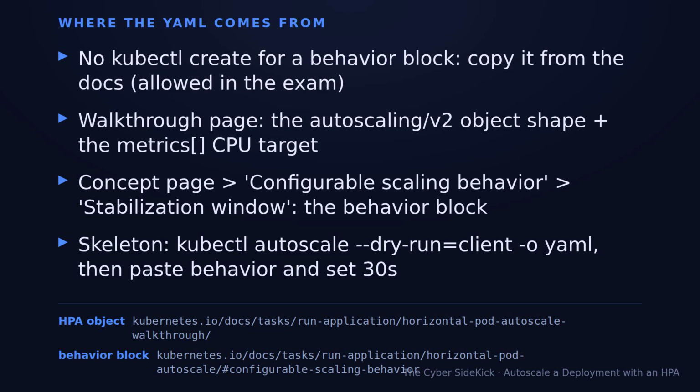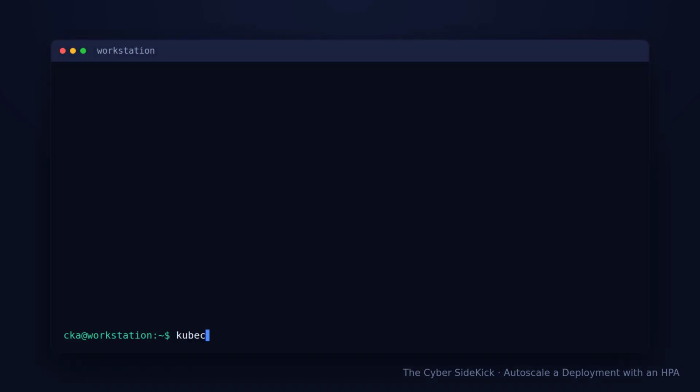In practice, generate the skeleton with kubectl autoscale dry run, paste the behavior block from that section, and set the window to 30. So finish it in YAML. Take the skeleton and add the one piece the command can't give you, a behavior block where scale-down stabilizationWindowSeconds is 30. Watch the trap the walkthrough hit.